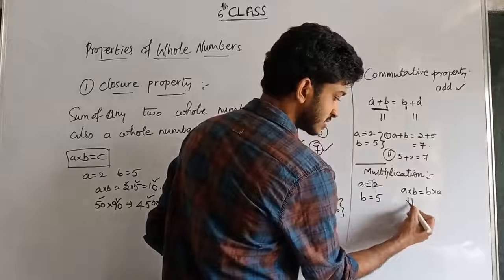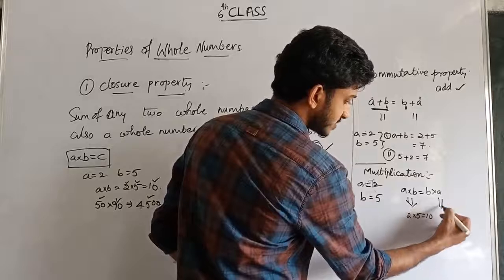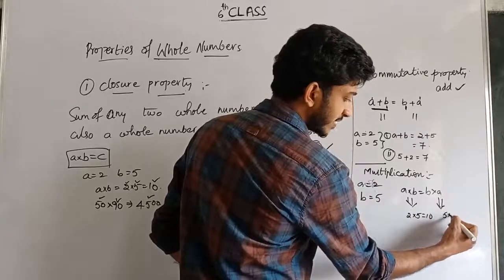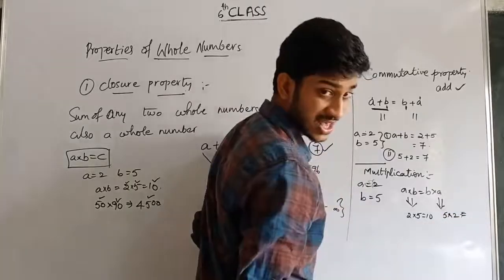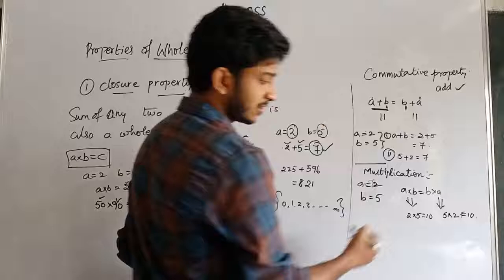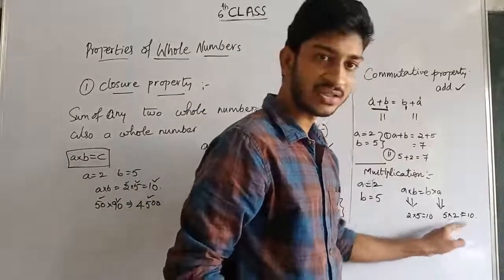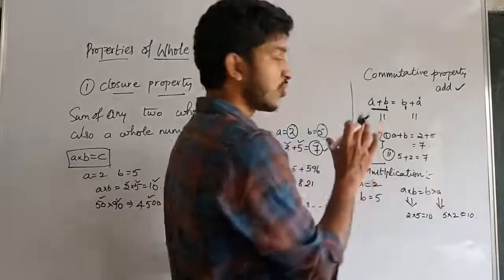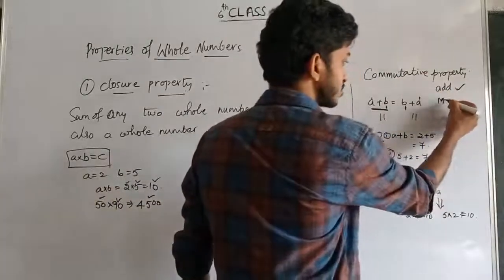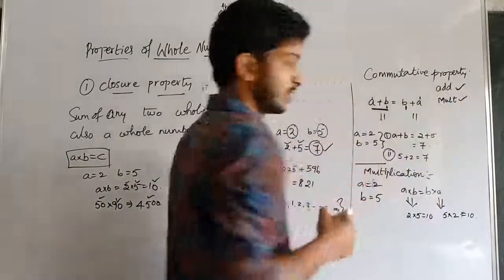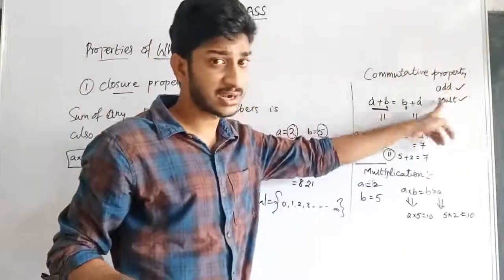So I am taking a into b means 2 into 5 equal to 10. Now b into a means here b is 5, that's why b into a means 5 into 2, which is also 10. Here in these two cases I got the same answer. That's why whole numbers satisfy the commutative property under multiplication. So whole numbers satisfy the commutative property under addition and also under multiplication.